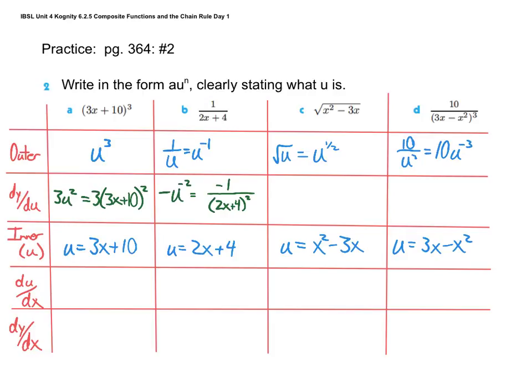How about u to the 1/2? What's the derivative of u to the 1/2? 1/2 u to the negative 1/2. Okay. So now if I plug back in, something to the negative 1/2 is in the denominator, and that half is a square root. So it's 1 over 2 times the square root of u. And u is x squared minus 3x. Okay?